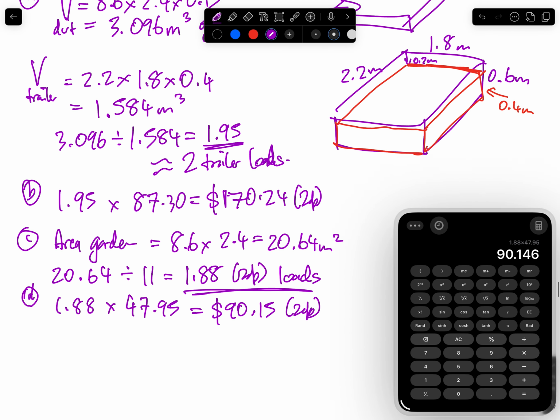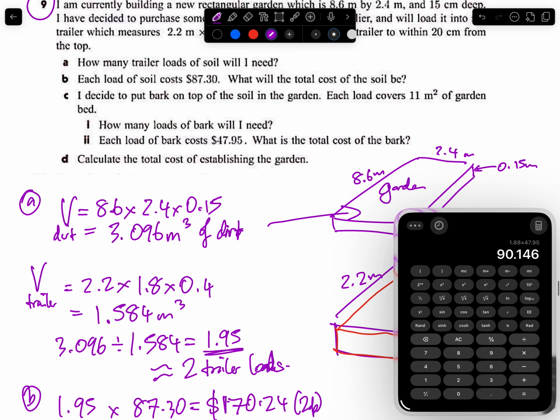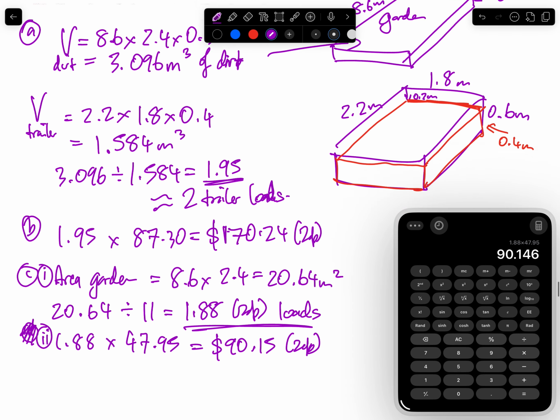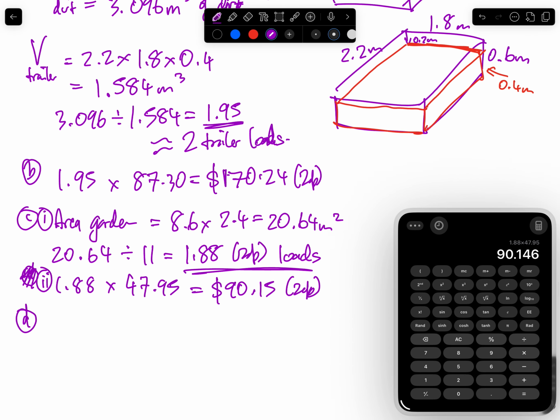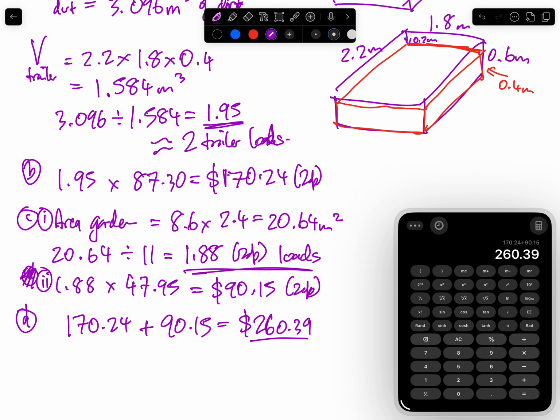Total cost of establishing the garden. Sorry, that wasn't D, that was C2. D. Total cost is $170.24 plus $90.15. $170.24 plus 90.15 is 260.39 total cost.